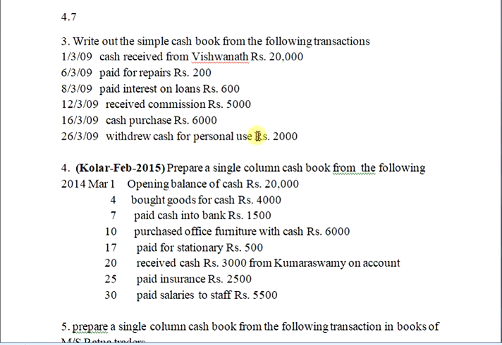26/3/2009, withdrew cash for personal use, rupees 2,000. When we withdraw the cash for personal use, what happens? Our cash balance reduces. So it is drawings. It should be taken under which side? Credit side, because it decreases our cash balance, my dear students.